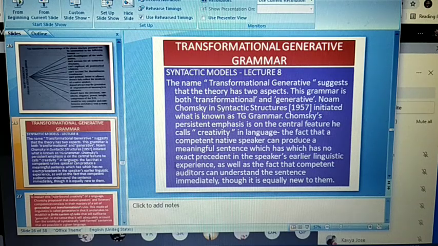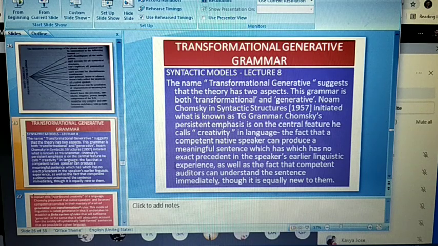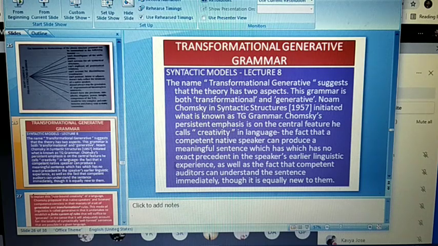You study that language is symbolic, language is vocal, language is arbitrary, language is creative. And creativity in language is effected through transformations. That is what Chomsky means by transformational generative grammar. Creativity in language: the fact that a competent native speaker can produce a meaningful sentence which has no exact precedent in the speaker's earlier linguistic experience, as well as the fact that competent auditors can understand the sentence immediately, though it is equally new to them.